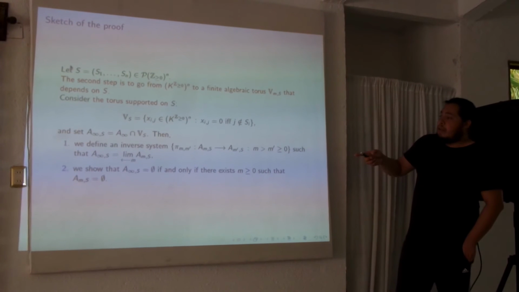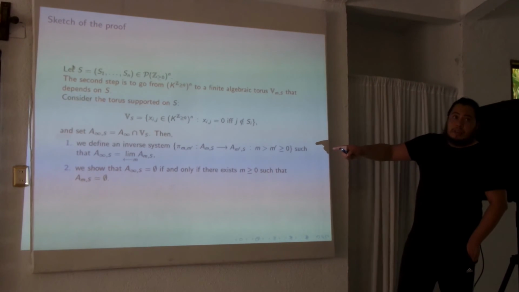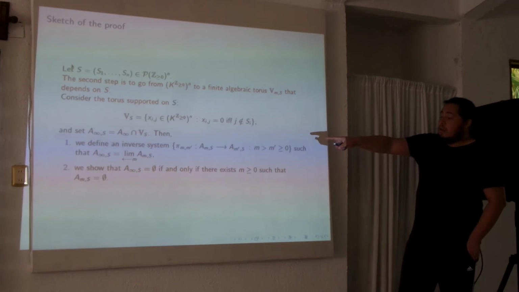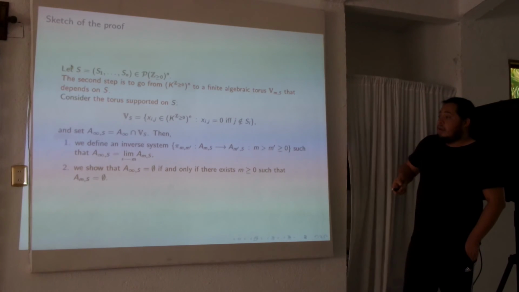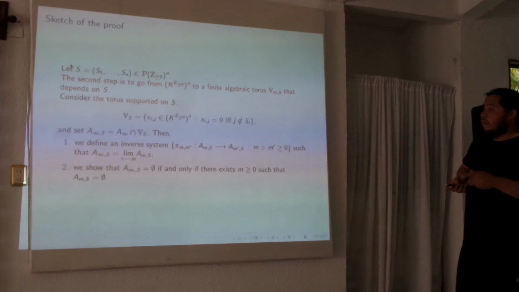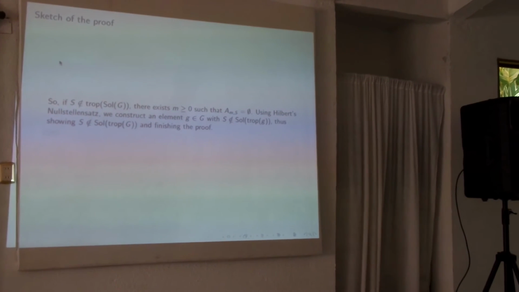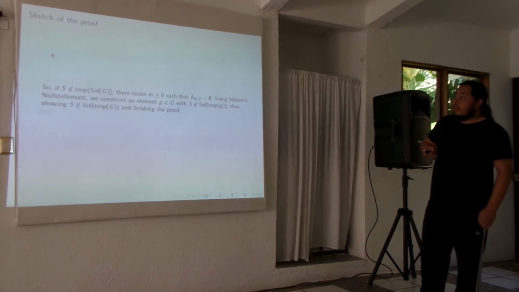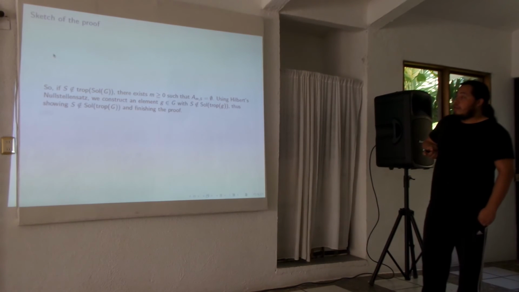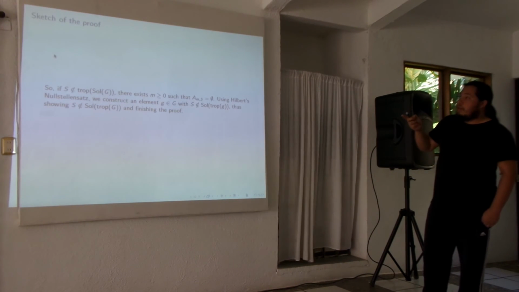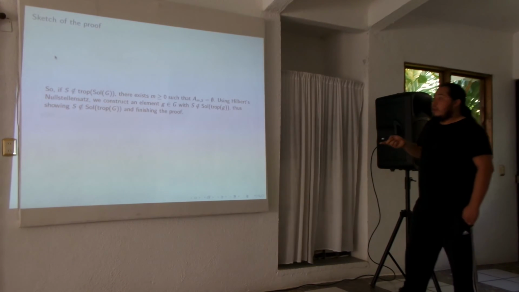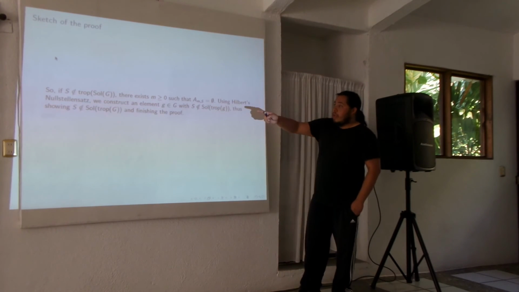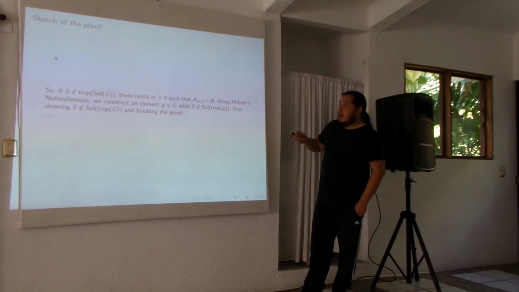And we show finally that the whole system will be non-empty if and only if there exists an index such that this partial subsets is empty. So to finish the proof, we just take a subset which is not in the tropicalization of the solution of G. Then I know that there exists an index such that this space is empty. And we use Hilbert's Nullstellensatz to construct an explicit element such that this element is not in the solution of the tropicalization of G, showing that S is not a solution of the tropicalization of the whole ideal, and this finishes the proof.